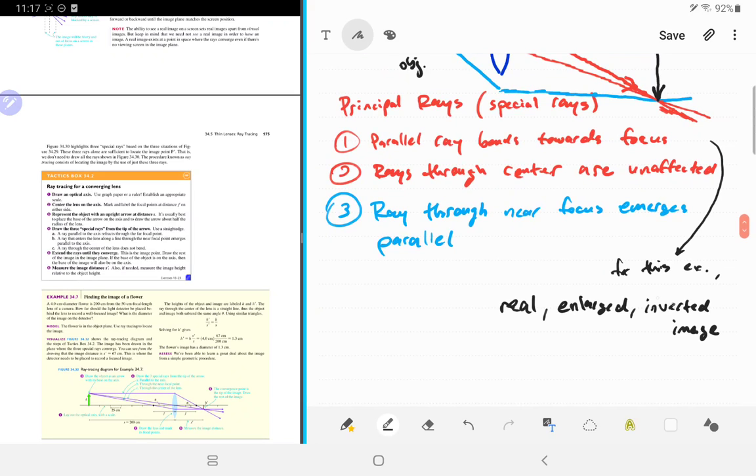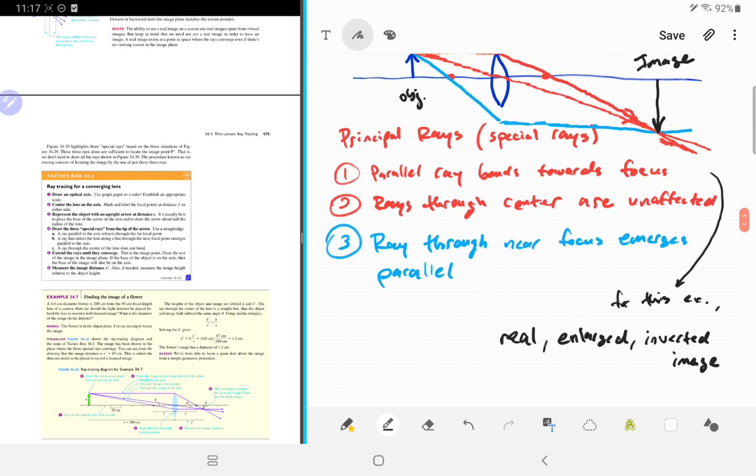So we'll see if it's not real, it's virtual. If it's not enlarged, it's reduced, or maybe it's the same size. And then if it's not inverted, it's upright. So we'll see an example where it's the opposite of all these in just a second.